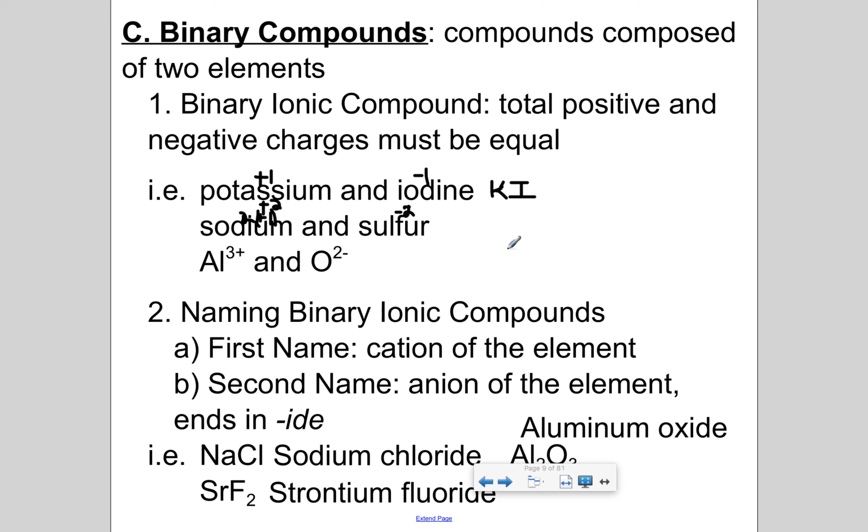So when I write the chemical formula, the chemical symbol for sodium is Na, but I needed 2 of them to cancel out this charge. So you're going to write Na2. And then with sulfur, you just needed 1 of them still. So the chemical formula of the sodium bonded to sulfur is Na2S.